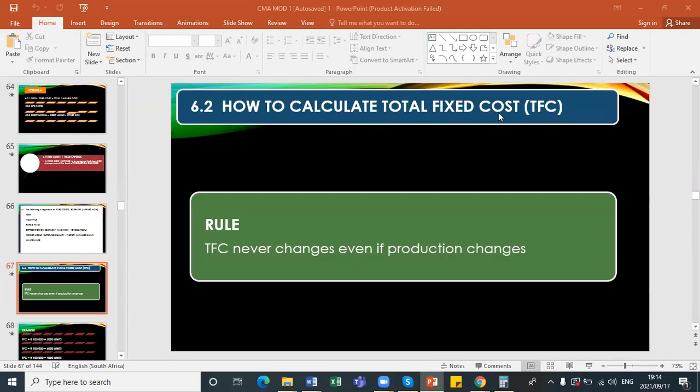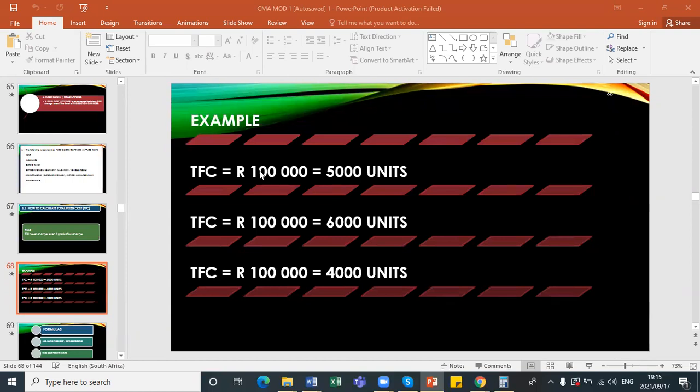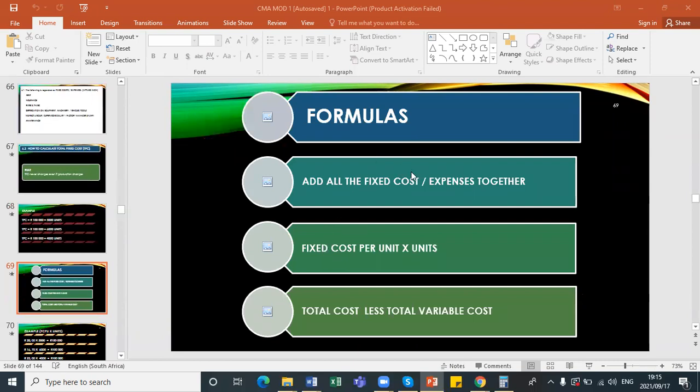Then we come to fixed cost. How to calculate total fixed cost. The rule first: total fixed cost never changes, even if production changes. In this example, you can see our production started at 5,000 units and our total cost is 100,000. In this one here, production has changed, but the total fixed cost remains the same. There are 3 formulas to calculate total fixed cost. As you know, from our time in class, it's add all the fixed expenses together, or fixed cost per unit times units, or total cost less total variable cost.